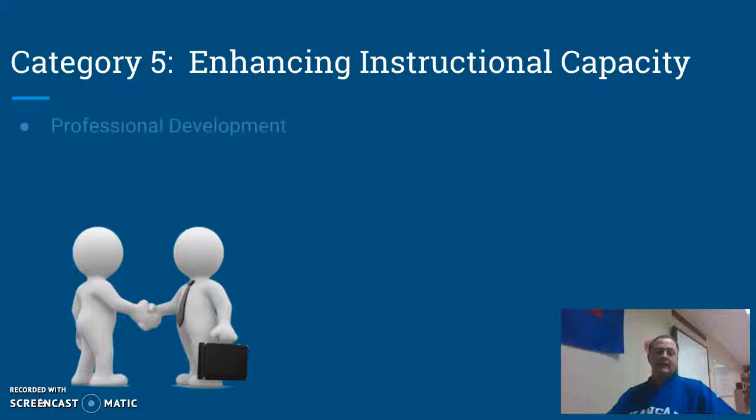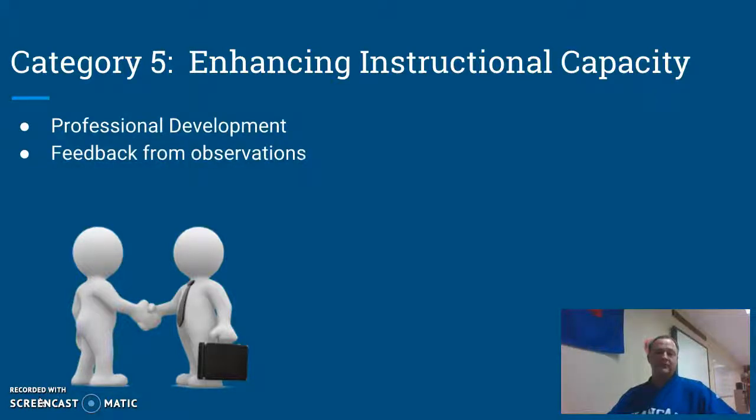So, how do we enhance instructional capacity? Professional development. It gives you some new tools. Feedback from observations. Feedback is a key component to learning. By collaborating with the buddy teacher, collaboration is a key component to developing new ideas and new tools, so we're enhancing her instructional capacity there as well.